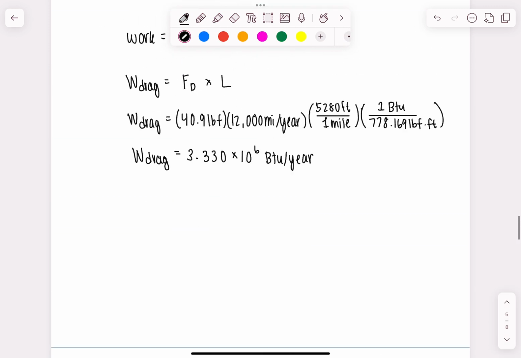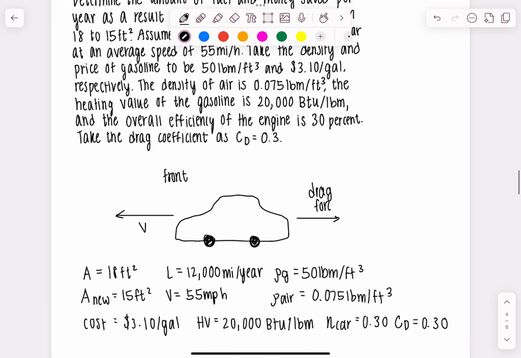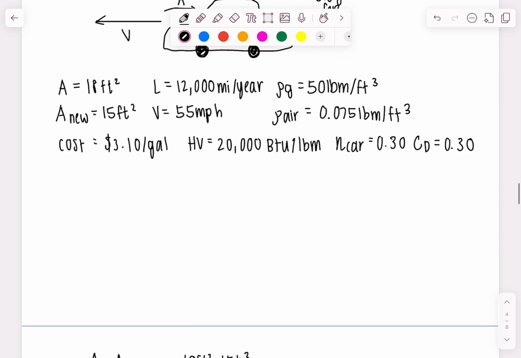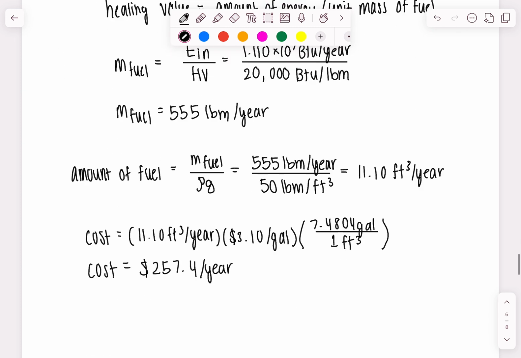So going back to the little diagram that I drew, really what we did is this frontal area right here is what we reduced, and that also reduces the drag, which means that we need less energy input to move the car forward, which means that we need less fuel, which will cost less. So that is exactly what we found down here.